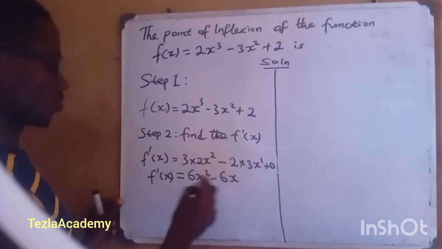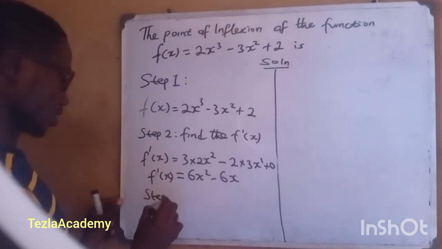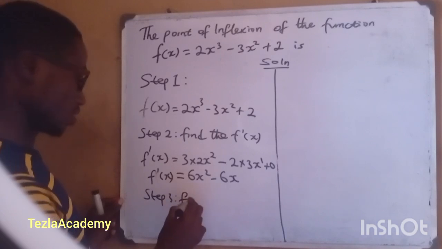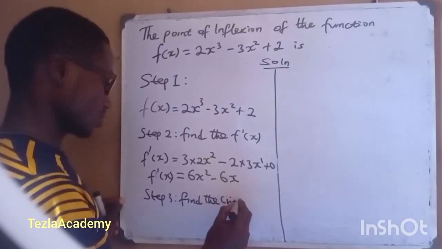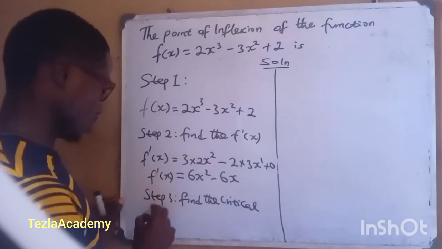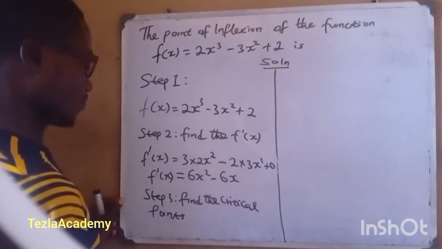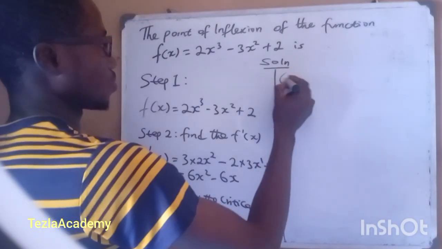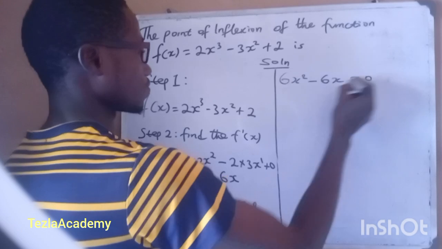The next step, we'll solve it to get what we call the critical points. So step 3, find the critical points. To find those critical points is to solve this f prime of x when equated to 0: 6x squared minus 6x equals 0.